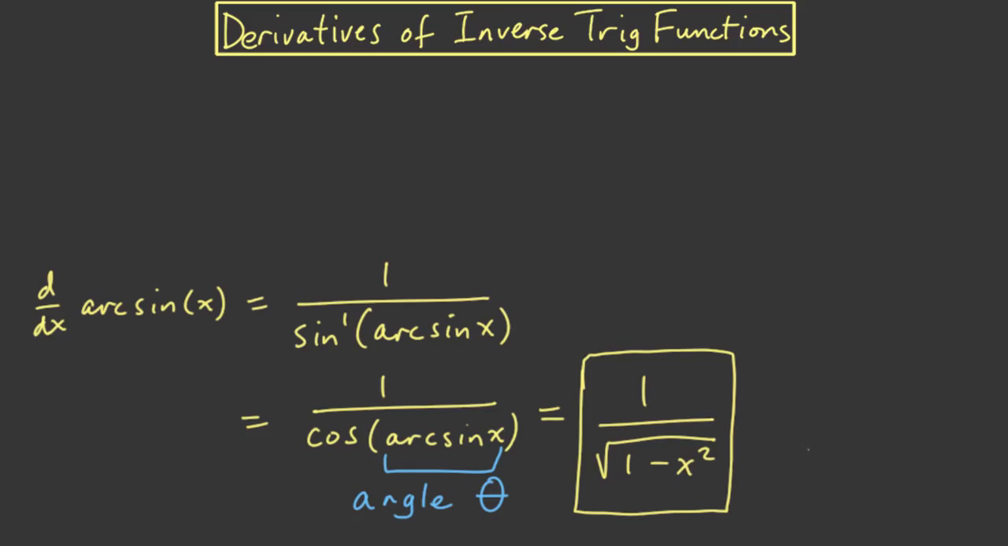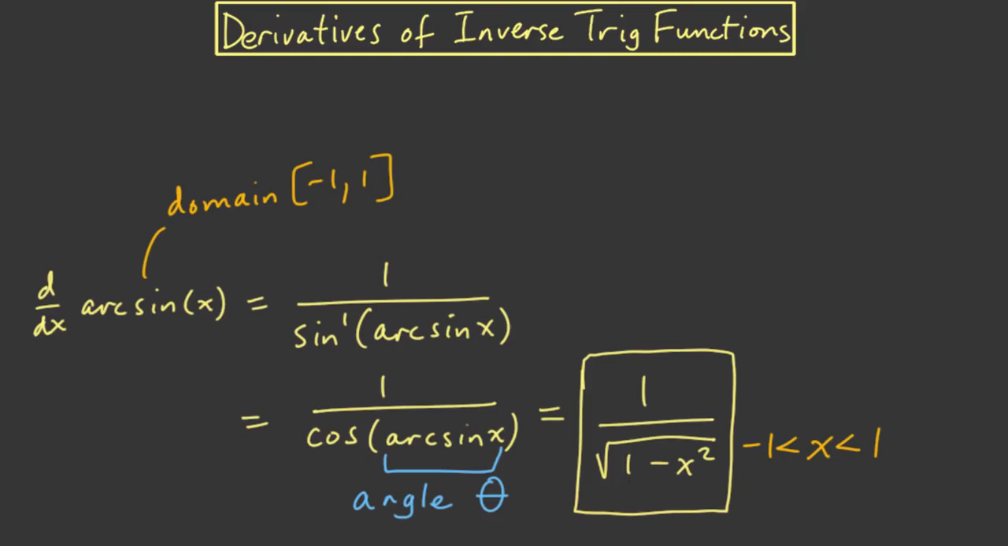However, we do need x to be between 1 and minus 1. If x is outside that range, then we'd be taking the square root of a negative number, and that's not so good. But the arcsine function has a domain that only goes from minus 1 to 1 anyway, so that works out okay. One small issue is that 1 and minus 1 are in the domain of the arcsine function, but if we plug them into this formula for the derivative, we get a 0 denominator.